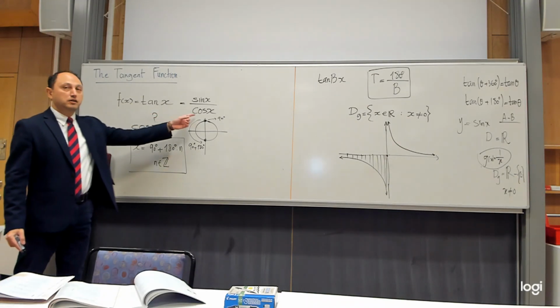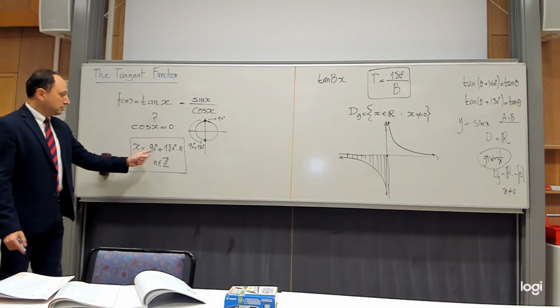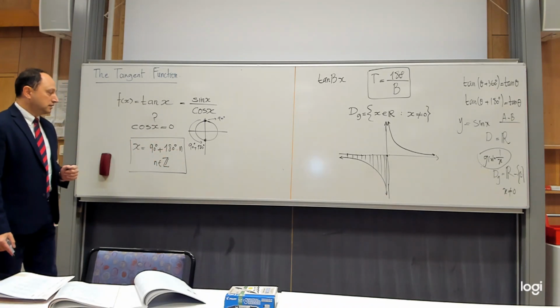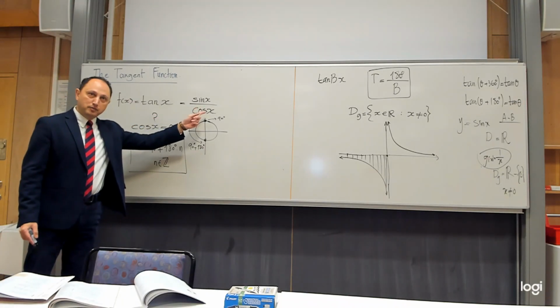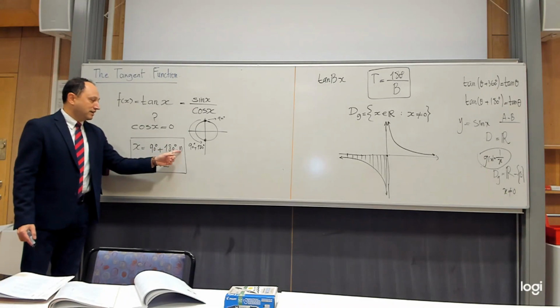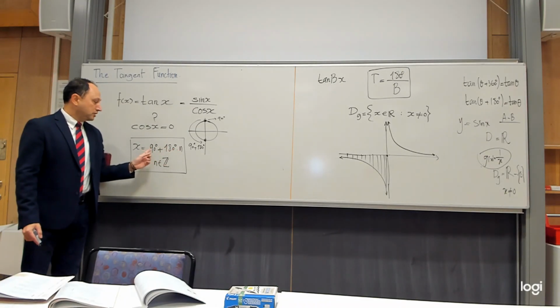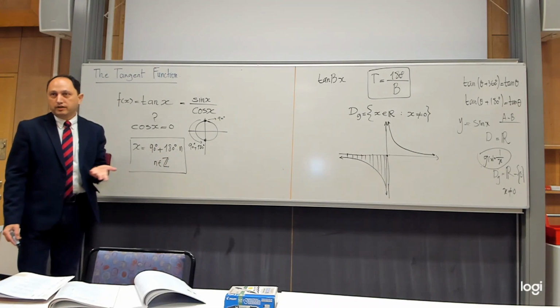Because cosine of 90 is 0. If I choose n equal to 1, for example, it becomes 90 plus 180, which is 270. So it means that I will face a problem at 270. Let me choose a negative value, n equal to minus 1. It becomes 90 minus 180, which is minus 90. I will also face problems here.